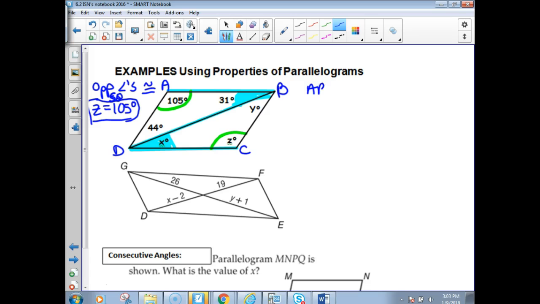Since AB is parallel to DC, that implies that alternate interior angles are congruent. I didn't write the T. So if that's the case, what can we find by what I highlighted? It would be X is 31.